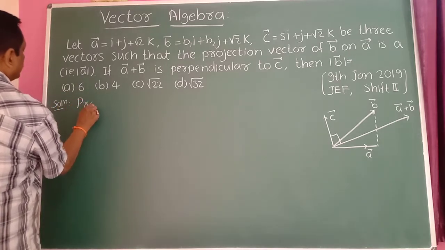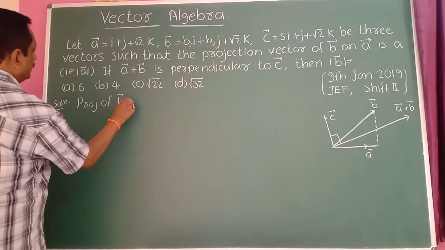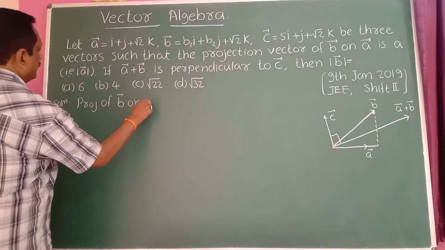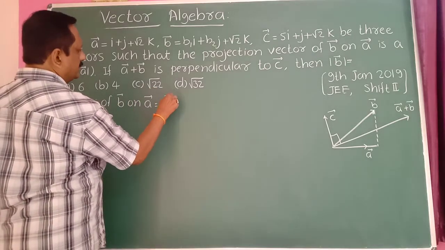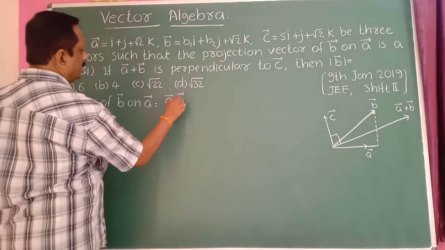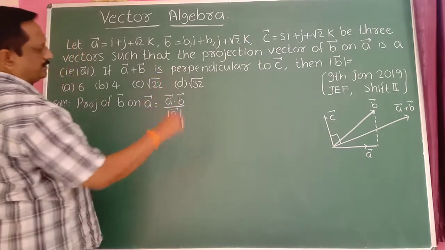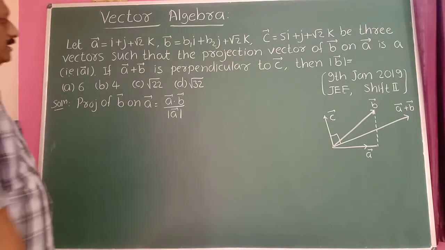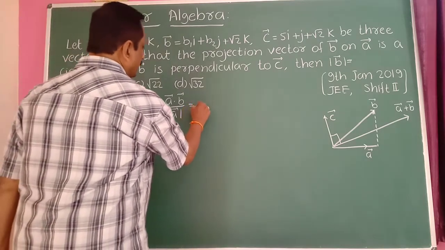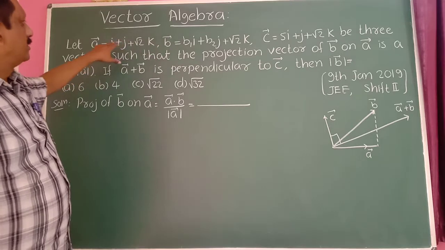Projection of B bar on the vector A bar is equal to, the formula is A bar dot B bar divided by modulus of A bar. This is the formula. Projection of B bar on A bar is A bar dot B bar upon modulus of A bar here. Therefore, this is equal to A bar dot B bar. It's a dot product here.